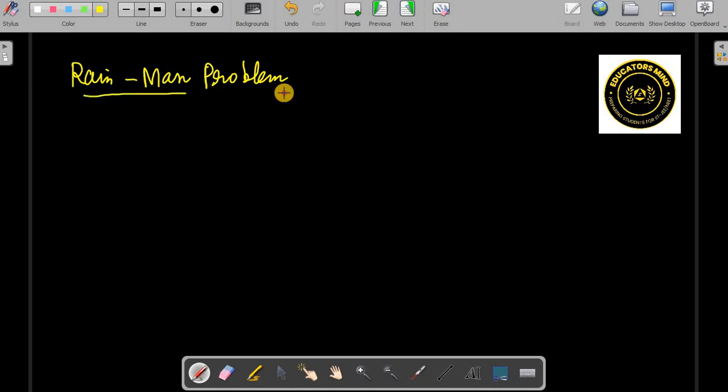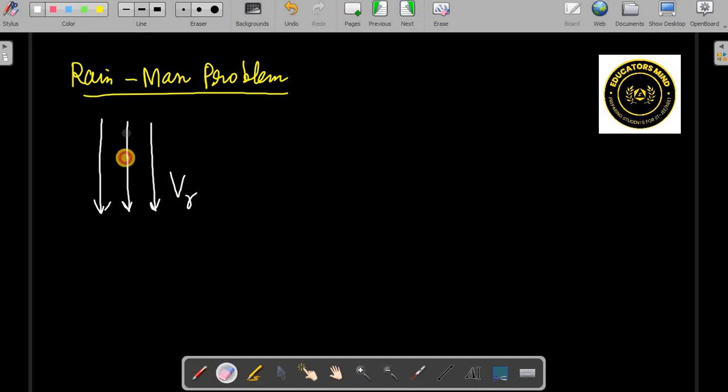So in such problems they will ask at what angle the man should hold the umbrella so that he should not get drenched or get wet by the rain. Okay. So we will try to understand with an example. Suppose this is the direction of rain. This is the velocity of rain. Let's draw only one line to represent the velocity of rain.